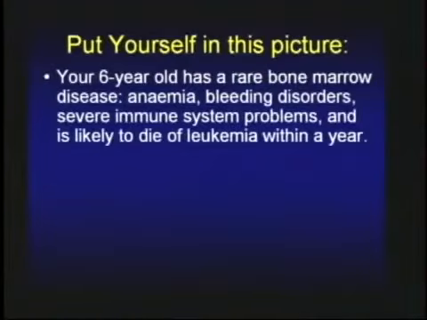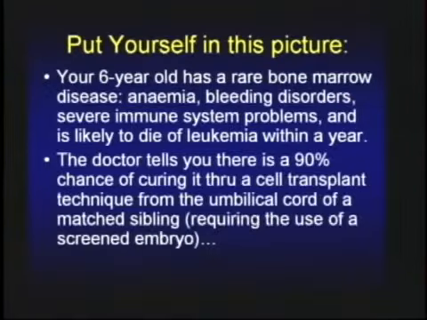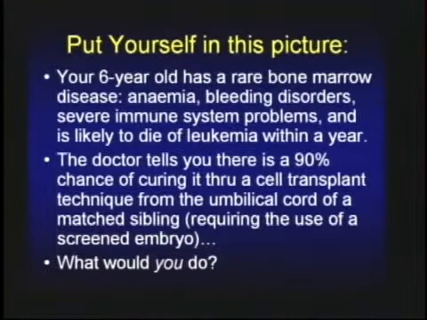Put yourself in this: you have a 6-year-old daughter or son who has a rare bone marrow disease, anemia, bleeding disorders, severe immune problems, and likely to die of leukemia within the year. Can you picture that? Try to put yourself in those shoes. Your doctor tells you that there's a 90% chance of curing your child through a cell transplant technique from an umbilical cord of a matched sibling, which requires, of course, the use of a screened embryo. What would you do? Would you take advantage of that? Of course you would. This is an actual case.